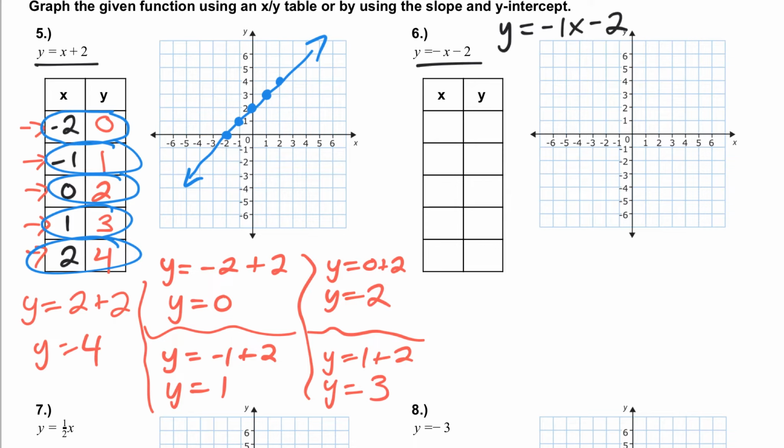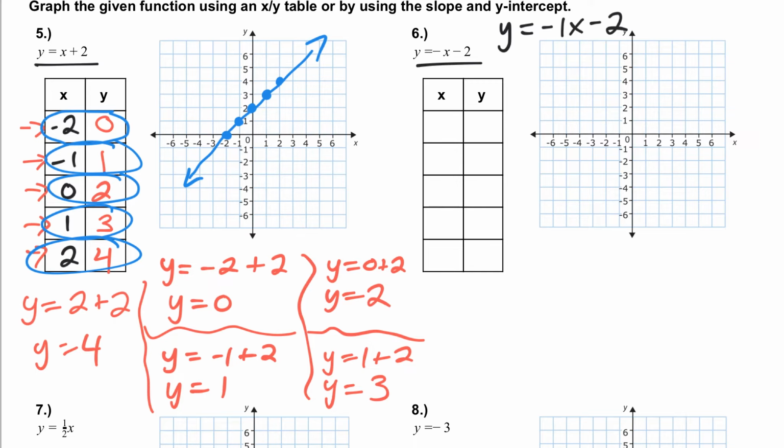And the only reason I like to do that is because this negative sign out in front of our x tends to give students trouble from time to time. So if we rewrite it as -1 times x minus 2, it kind of reminds us that we need to do order of operations when we're evaluating values here. Okay. Let's take a look at graphing this function.